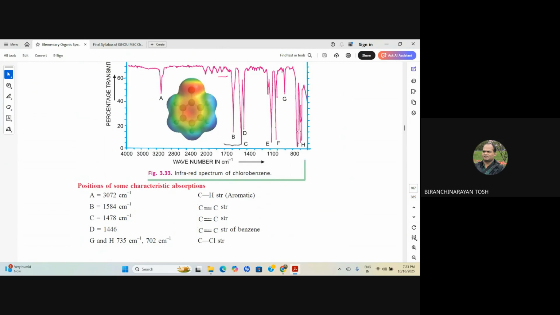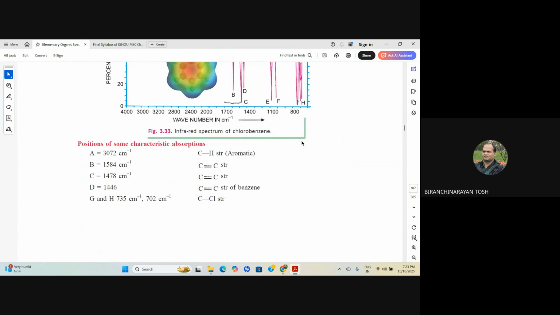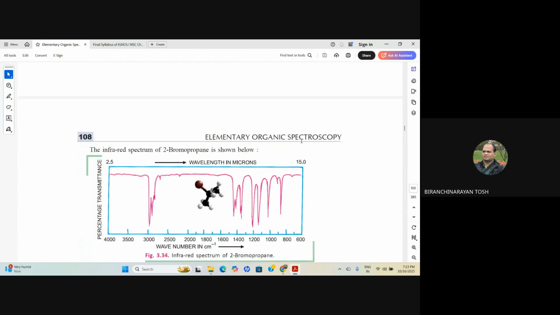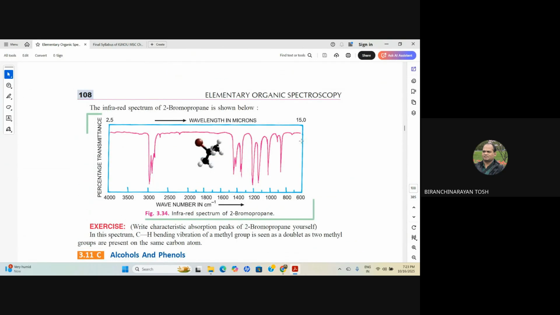So C-Cl stretching you will get as G and H, that is 735 and 702. Here, these two. G should be here, that is for C-Cl stretching. Similar for bromine, you can see the same thing. Bromopropane here, not benzene.